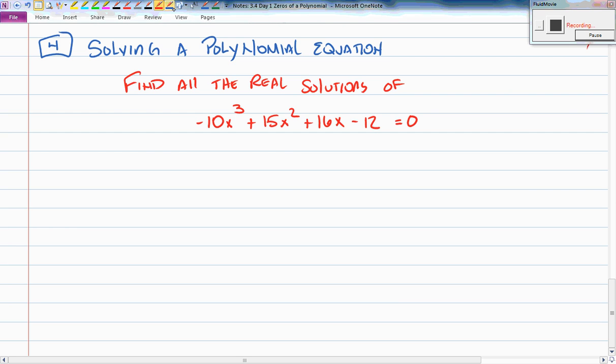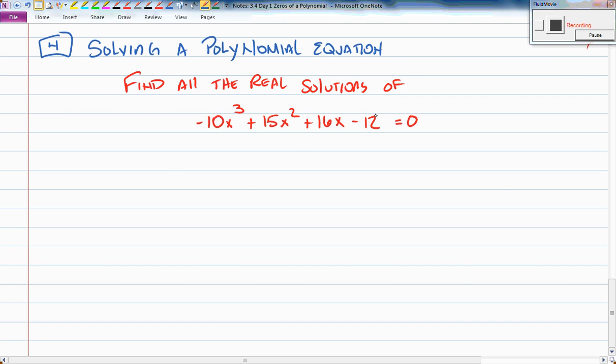Okay, last one here. We're going to put all this together into a big problem. We're going to solve the polynomial equation negative 10x to the third plus 15x squared minus 16x plus 12 equals 0. All right, so we're going to start by generating our list of all possible rational zeros.